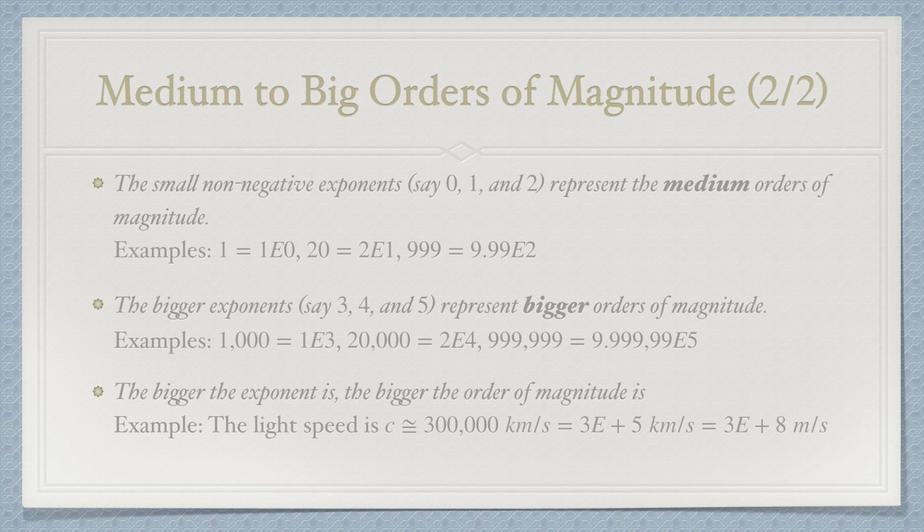For instance, with the light speed c equal to approximately 300,000 kilometers per second, it is 3e+5 kilometers per second, but 3e+8 meters per second. It is a far bigger order of magnitude.